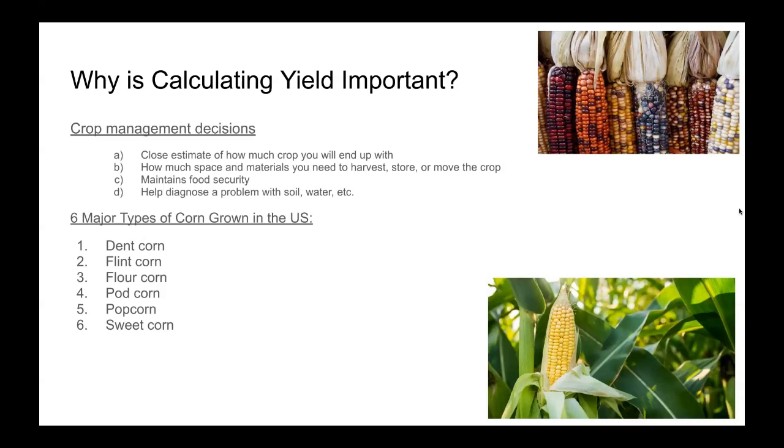And then finally, my fun fact. There are 6 major types of corn grown in the US, starting with dent corn, flint corn, flour corn, pod corn, popcorn, and sweet corn. Sweet corn, that bottom right picture looks very familiar. That's because we eat it all the time. Sweet yellow corn. And then that top right picture, a ton of colors. There are just varieties of corn, but those are the main 6 types that are grown in the US. So yeah, thanks for listening.